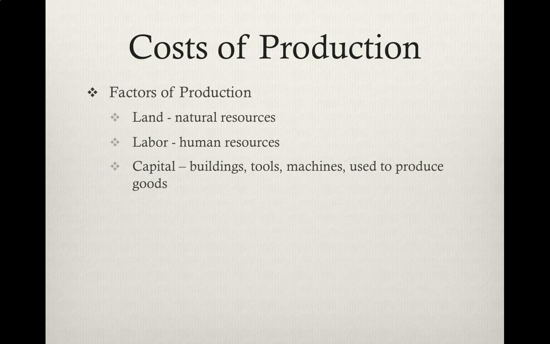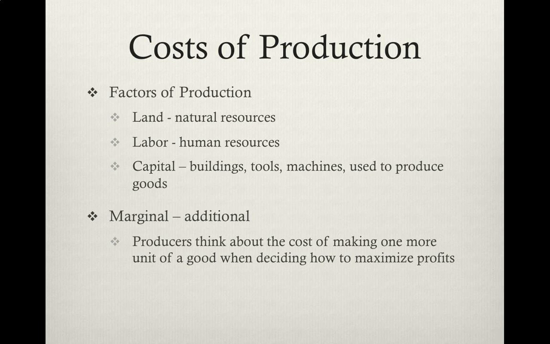We know what the factors of production are: land, labor, and capital. Land are the natural resources, anything that comes from nature. Labor, obviously, is a human resource, the people that you have working for you. And then capital are the buildings, tools, and machines used to produce goods.